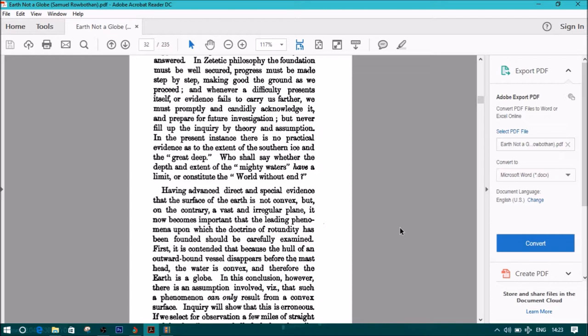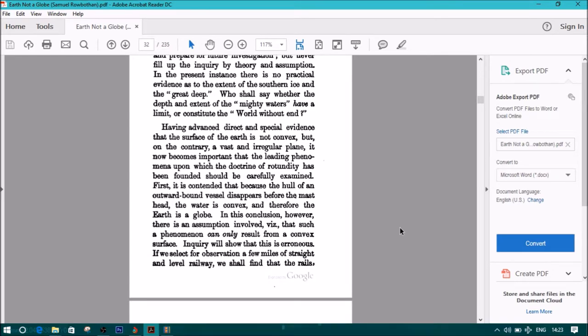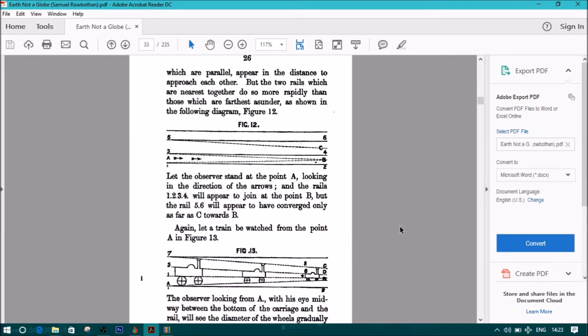In this conclusion, however, there is an assumption involved, that such a phenomenon can only result from a convex surface. Inquiry will show that this is erroneous. If we select for observation a few miles of straight and level railway, we shall find that the rails, which are parallel, appear in the distance to approach each other, but the two rails which are nearest together do so more rapidly than those which are furthest asunder, as shown in the following diagram, figure 12.